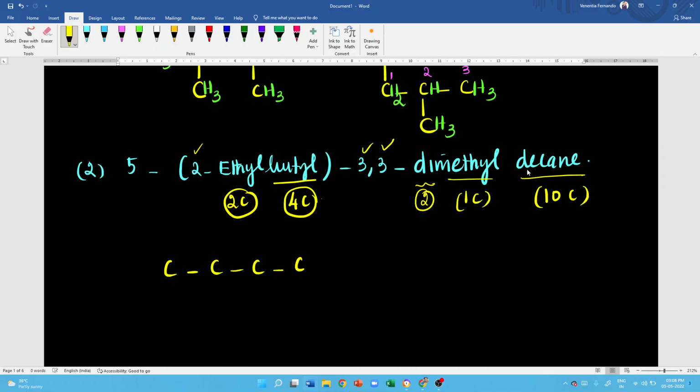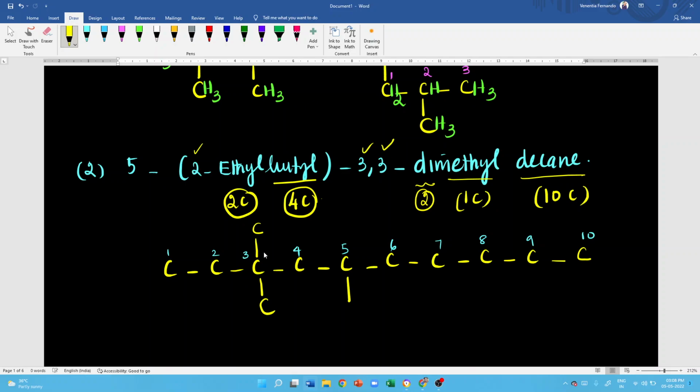So I am going to draw a structure having 10 carbon, carbon skeleton with 10 carbon, 1, 2, 3, 4, 5, 6, 7, 8, 9 and 10. So let me number this. This is 1, 2, 3, 4, 5, 6, 7, 8, 9, 10. In the third position, I have a methyl group. Methyl means 1 carbon. Again in the third position, I have another methyl group. So this is over. Now I am coming to the fifth position.